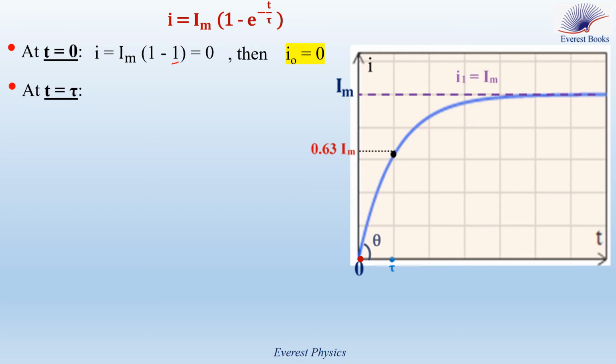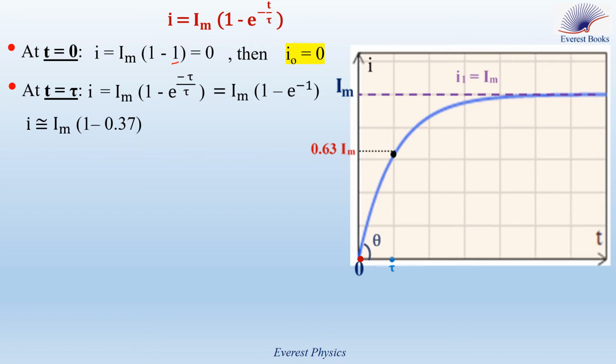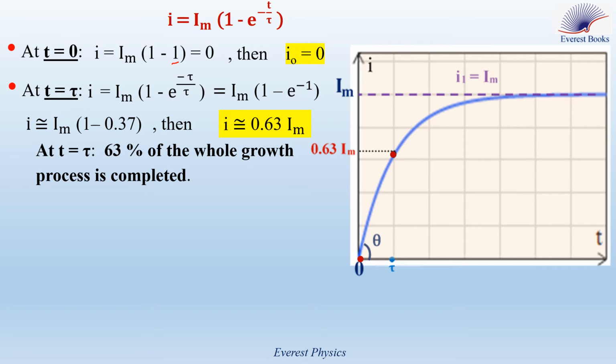Now, let's determine the expression of the current at t equal tau. So replace t by tau in the expression of the current. We get i equal Im into 1 minus e to the power minus tau over tau, which is equal to Im into 1 minus e to the power minus 1. But e to the power minus 1 is approximately equal to 0.37. Therefore, i is approximately equal to 0.63 Im. So we can write at t equal tau, 63% of the whole growth process is completed.